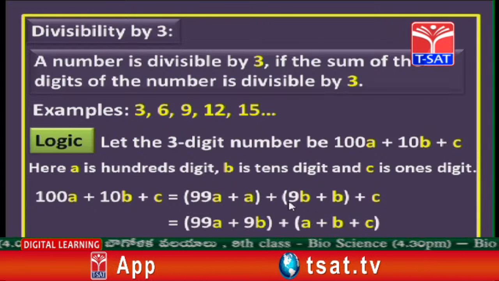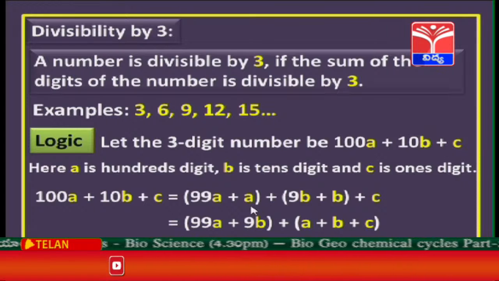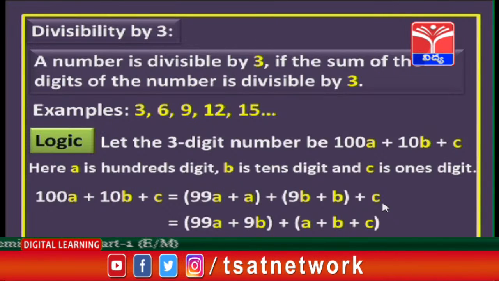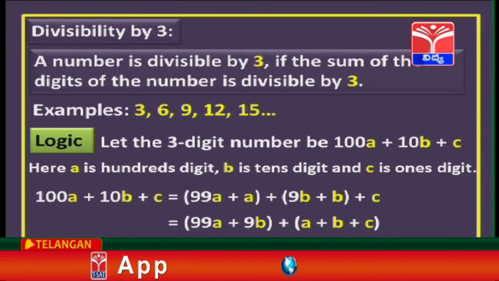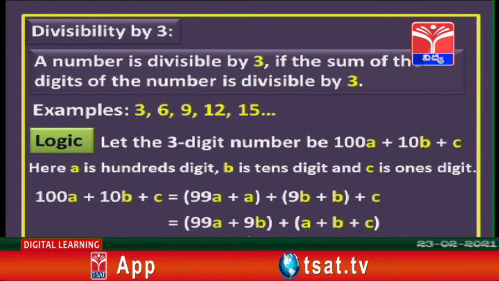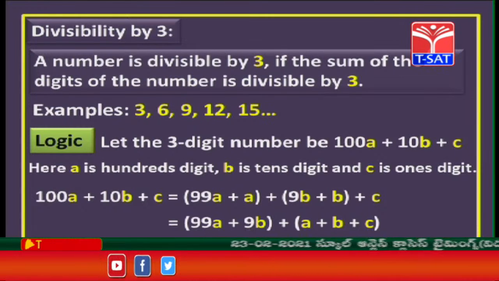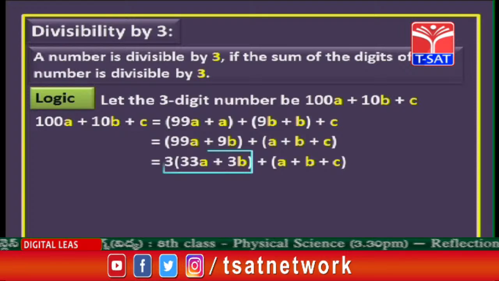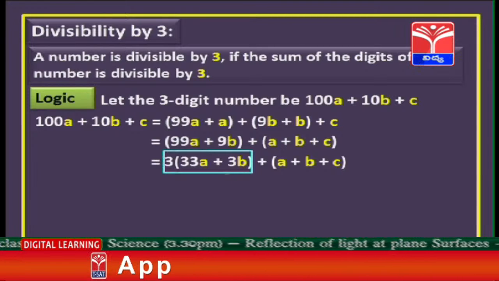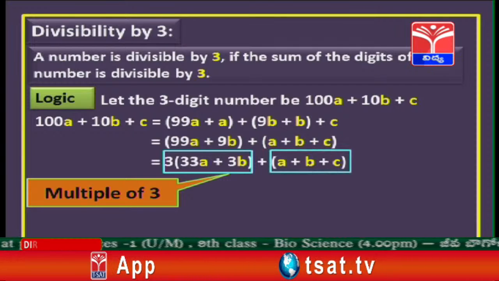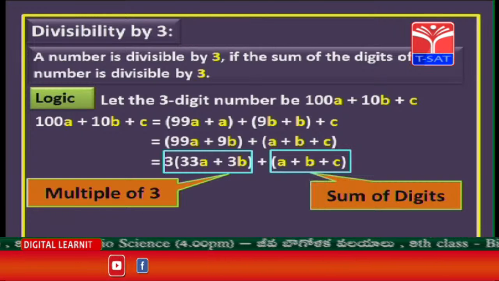Again I will rearrange them. So, I get 99A plus 9B, which I am taking separately, and then we are left with A plus B plus C. Now, in 99A plus 9B, I am taking 3 common. Even though 9 is common, I want only 3 to be taken out. So, what is left? 33A plus, from 9 the 3 is removed, we are left with 3B, plus A plus B plus C. Now, if you notice, 3 into (33A plus 3B) is a multiple of 3, which means it is divisible by 3. Now, what is left? Yes, A plus B plus C, that is the sum of the digits.